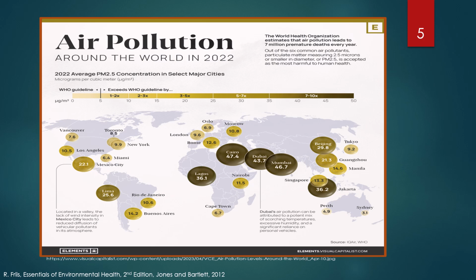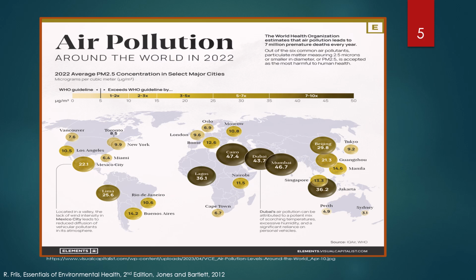This map demonstrates the air pollution levels of major cities around the world using the World Health Organization's standard of measuring the concentration in micrograms of particulate matter with a diameter of 2.5 microns, PM2.5, or less, per cubic meter of air. PM2.5 particles are considered the most harmful particles impacting human health.